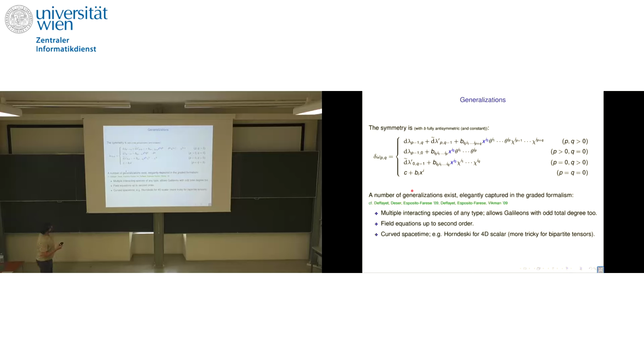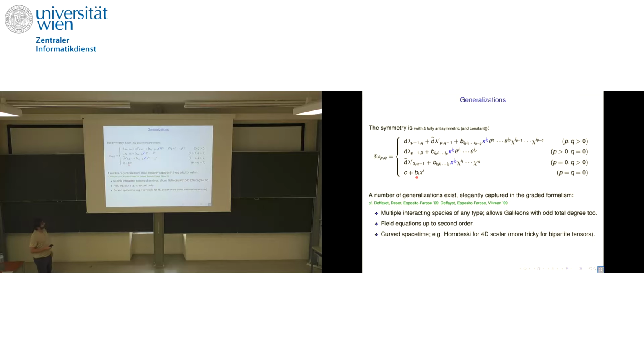Of course, for P equals Q equals 0, the symmetry is just this, C plus B_i x^i. Both C and B are constants here. So this is the essence of this Galilean symmetry, right? Because it reminds of Galilean symmetry, of course. Well, yeah, of course, they are relativistic theories. Don't get confused about that.